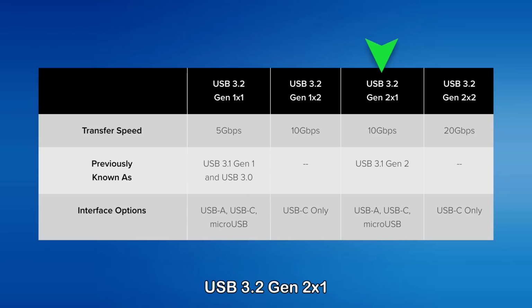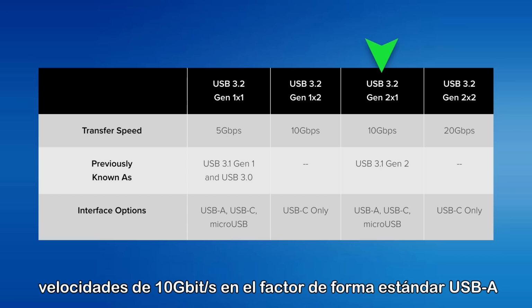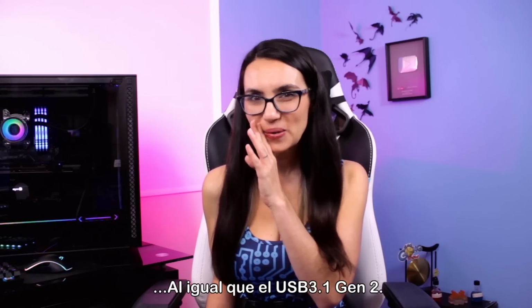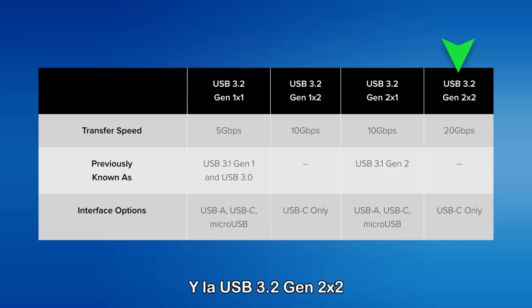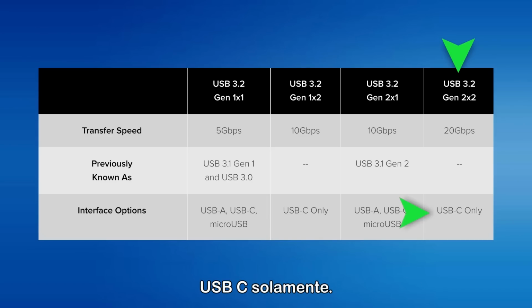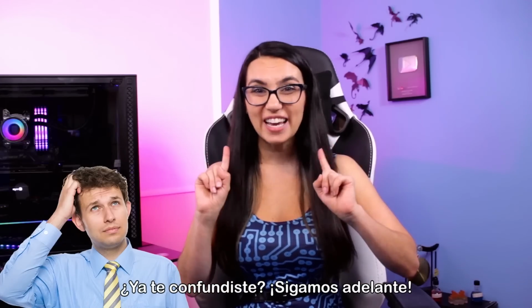USB 3.2 Gen 2 by 1, 10 gigabit per second speeds in the standard USB-A form factor, just like USB 3.1 Gen 2. And USB 3.2 Gen 2 by 2, 20 gigabit per second transfer speeds, USB-C only. Confused yet? Let's keep going!